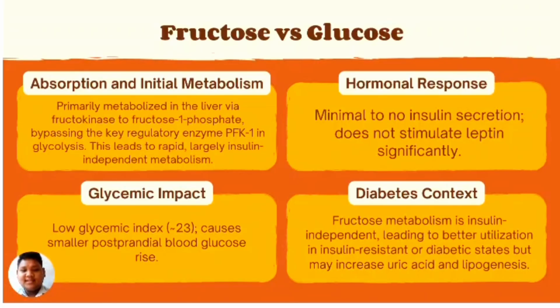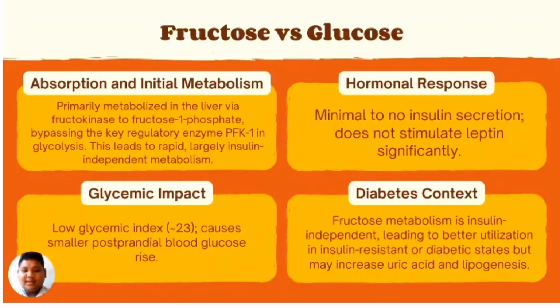Fructose is primarily metabolized in the liver via fructokinase to fructose 1-phosphate, bypassing the key regulatory enzyme PFK1 in glycolysis. This leads to rapid, largely insulin independent metabolism, in contrast to glucose, which is regulated by PFK1 and is strongly insulin dependent. Next, hormonal response. It is minimal to no insulin secretion, and this does not stimulate leptin significantly. In contrast, glucose is heavily reliant on insulin release and leptin production, which regulates the appetite and glucose homeostasis.